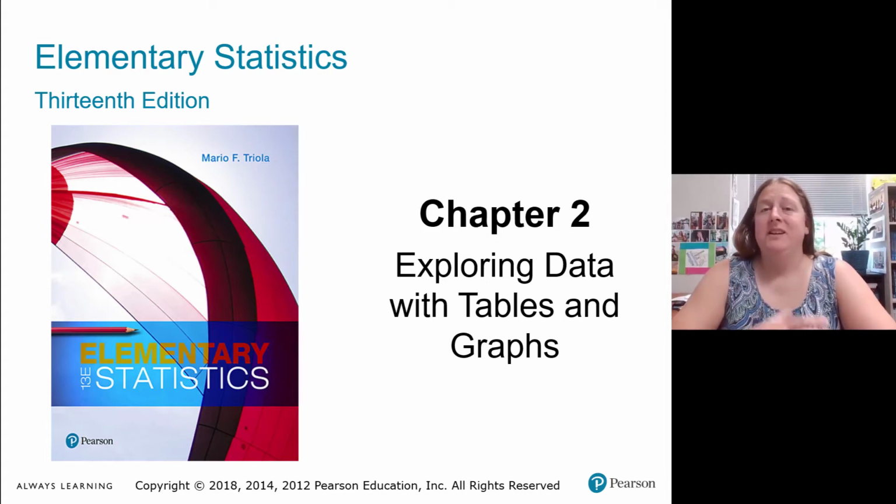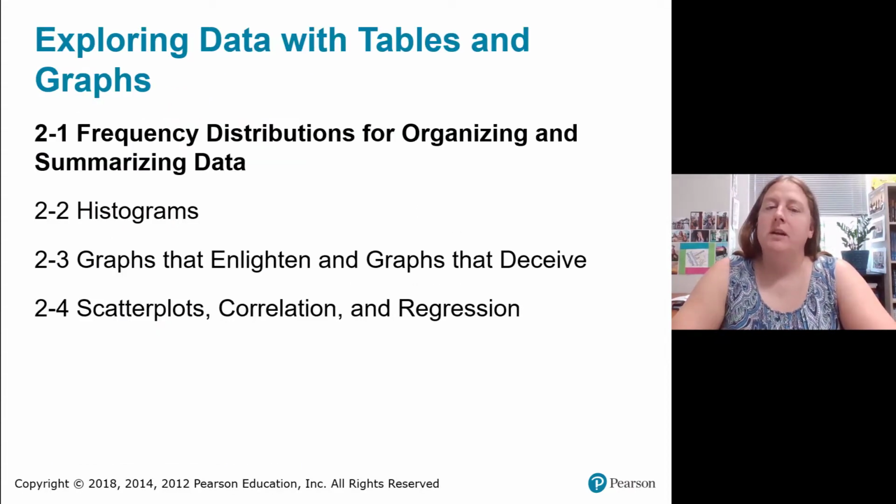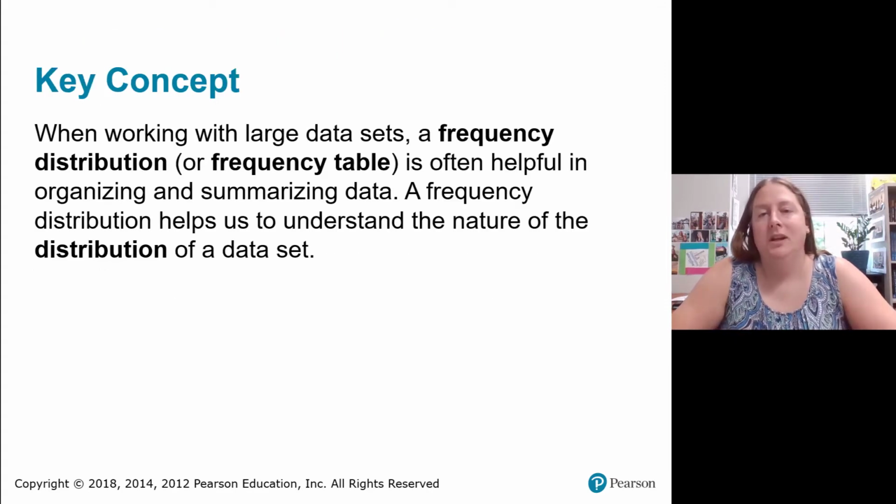Today we're going to begin our discussion about exploring data using tables and graphs, talking about frequency distributions and using those to summarize data. So the big idea here is when we have large data sets, a frequency distribution or a frequency table can help us organize and summarize the data.